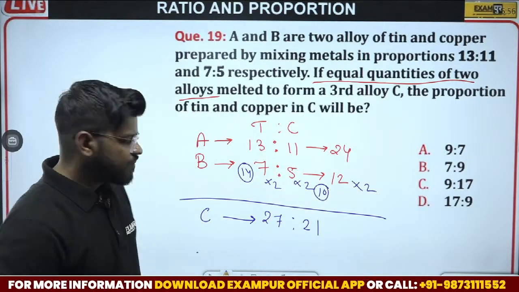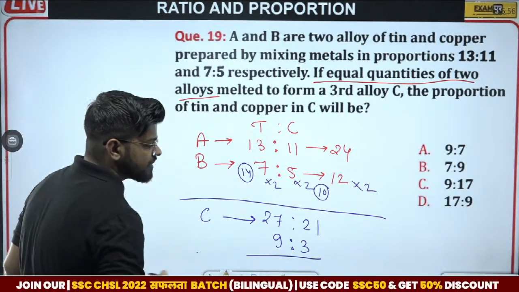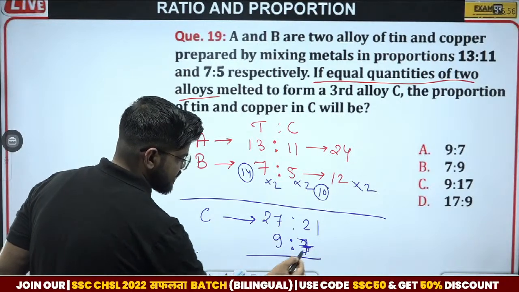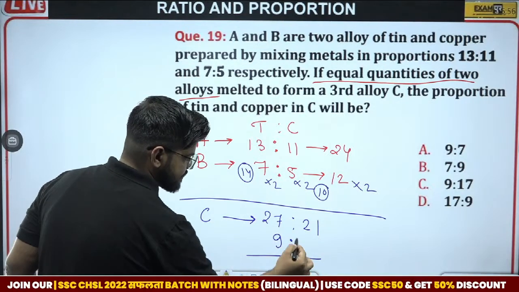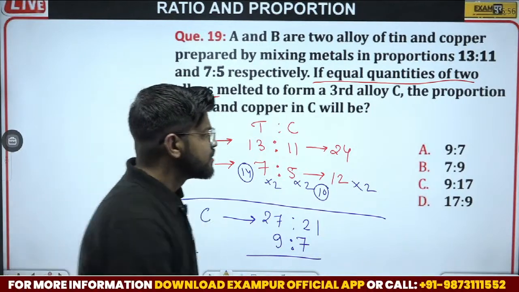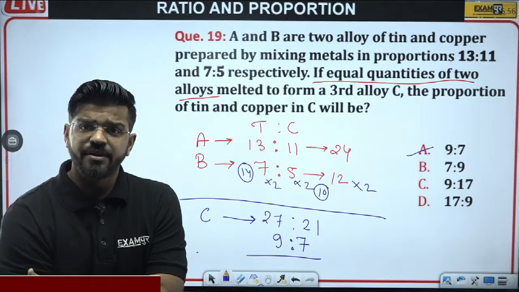Okay, so again we have to calculate it. So 27:21 is 9:7, my right answer. 9:7 is my right answer. Clear? So Rajendran is giving the right answer. Very good. Lok Prakash, very good.